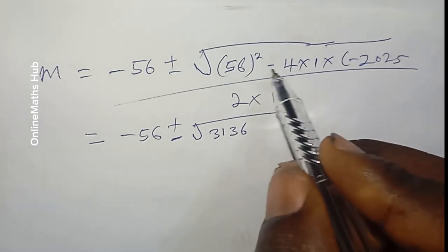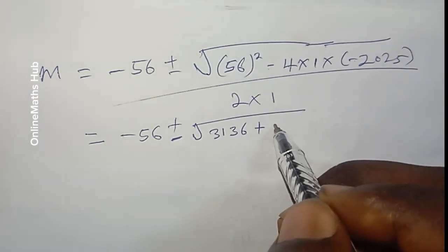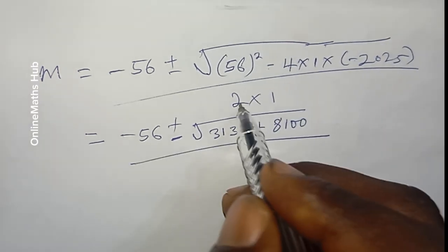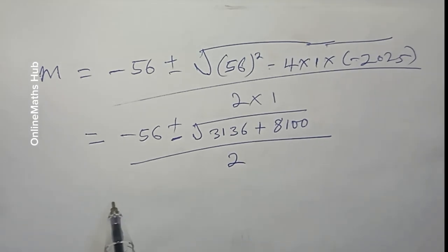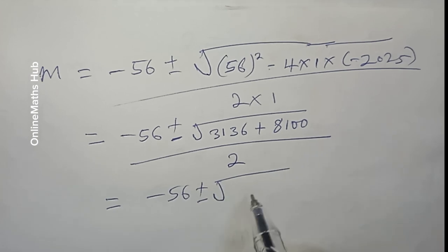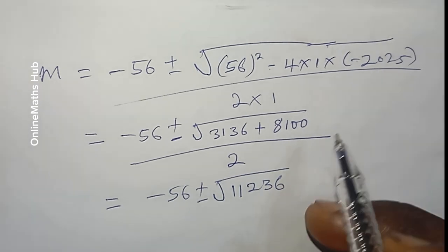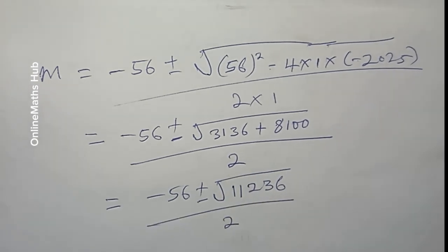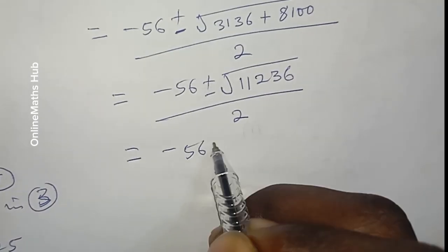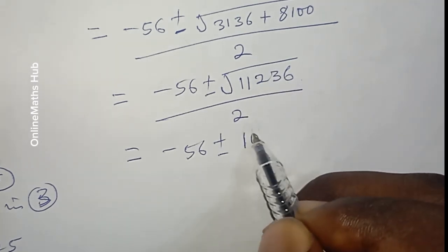Okay, then minus multiply by minus here is plus 4 times 2025, which will give us 8100. And now divided by 2 times 1, which is 2. Moving on, this will be minus 56 plus or minus the square root of 11,236. Okay, and now divided by 2, and of course this will be equal to minus 56 plus or minus, if you take the square root of 11,236, this will be equal to 106.